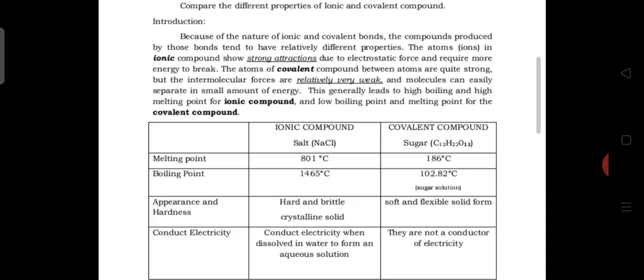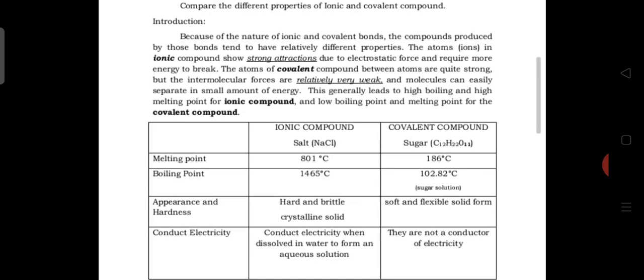Ito naman yung point na kung saan kukulo na yung isang bagay, no? Halimbawa, tubig. Marireach na yung point na kung saan it turns into a gas, no? From solid or liquid, it turns into a gas. Okay? So, we have ionic compound and covalent compound. Sa salt natin, we have 1,465 degrees Celsius, while sa sugar natin is 102.82 degrees Celsius.